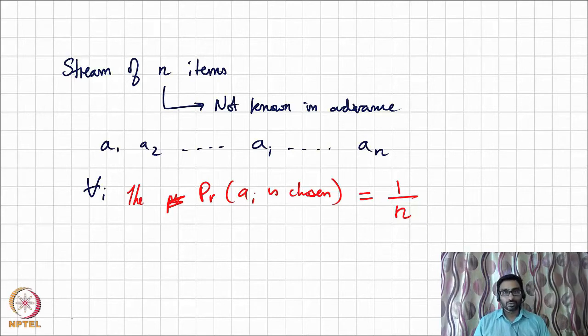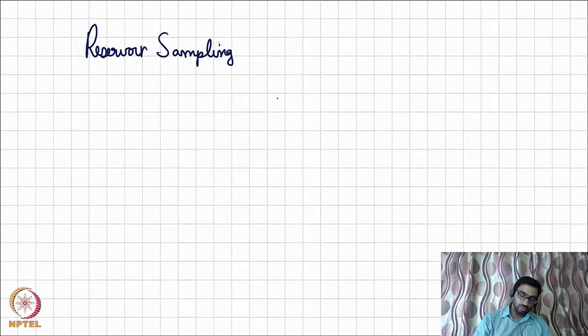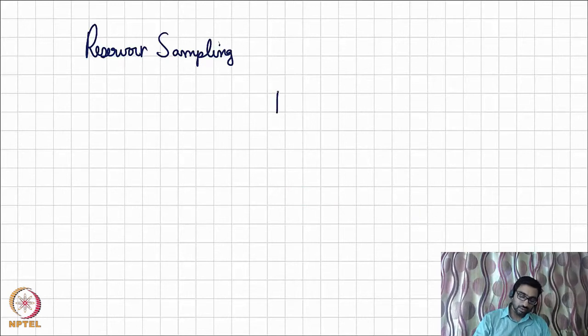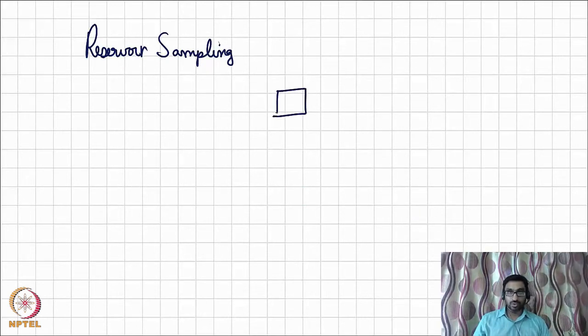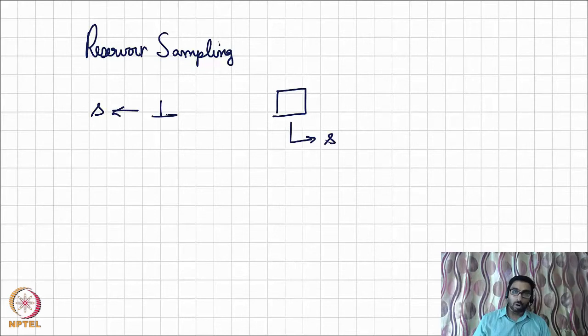And here's how this algorithm goes. We have a memory cell, a single cell, because we want to sample a single item. And let's just call that S. S is initialized to bottom. So initially, S doesn't have anything useful. And now let us see how we update S as the stream flows by.